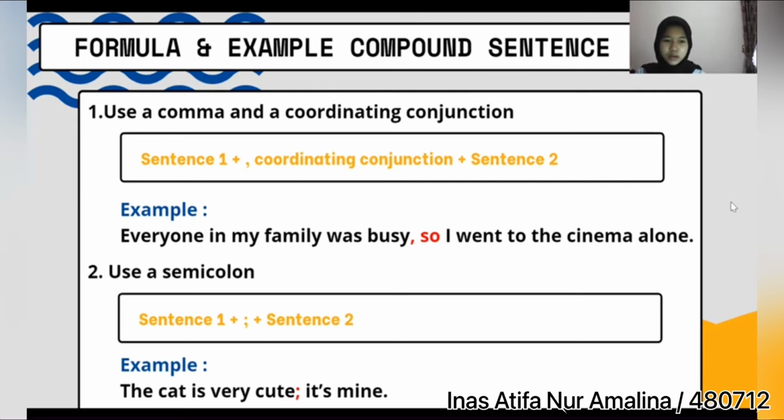Number 2. Use a semicolon. Sentence 1 plus semicolon plus sentence 2. Example: The cat is very cute; it's mine.